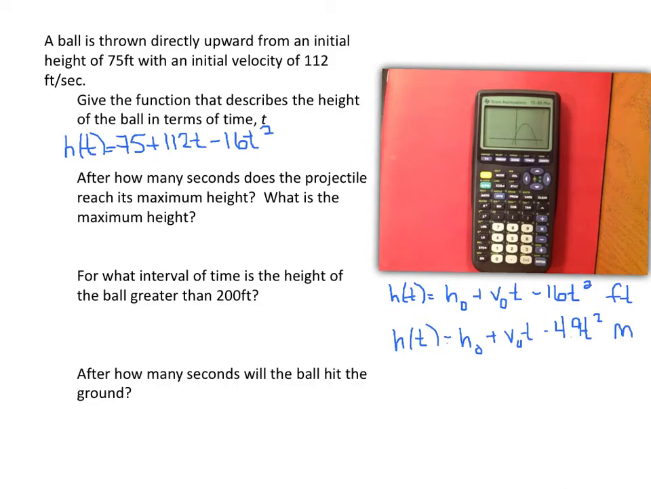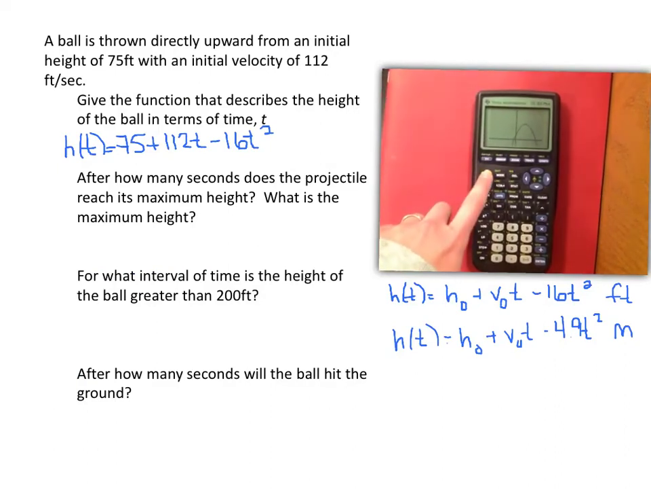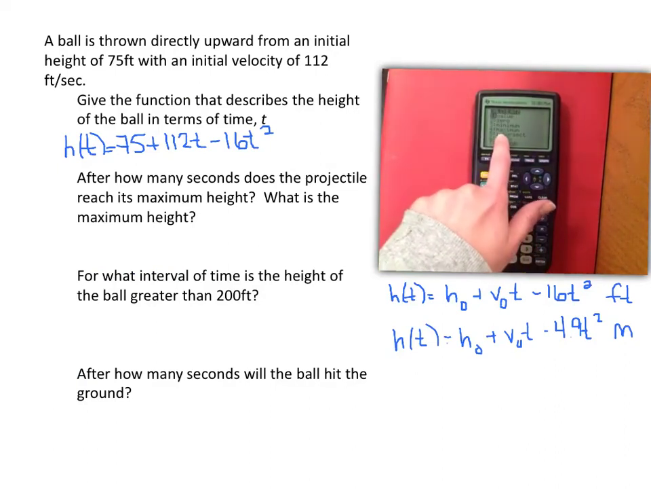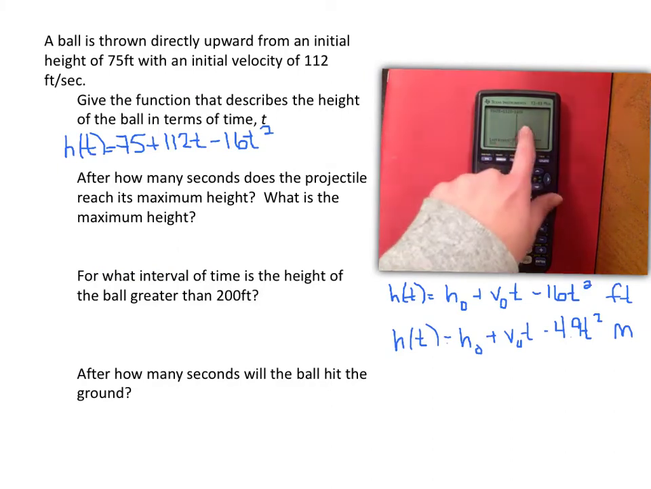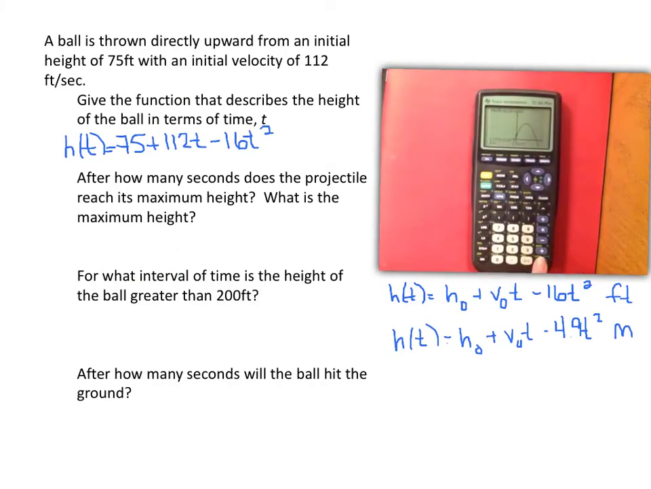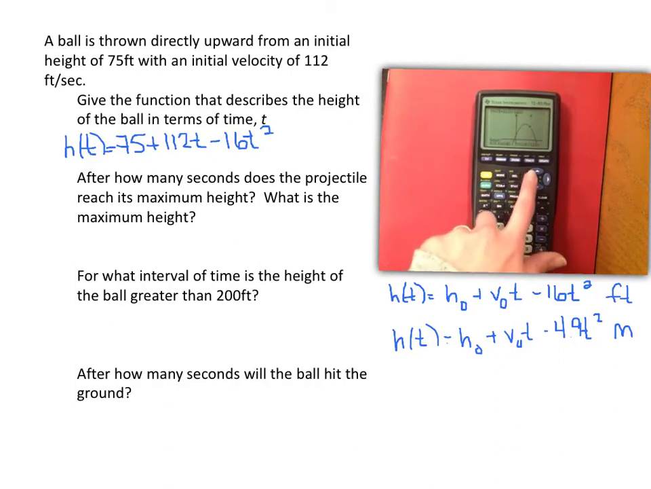So if I want the maximum, it shows up right here. Second trace, and I want a maximum, number 4. It asks for something to the left of the maximum, so any place to the left is fine. You hit enter. Then it asks for a place to the right of the maximum. So now I need to move until I get to the right of that point and hit enter. If you want to move your cursor over to a guess, that's fine, but you don't have to.